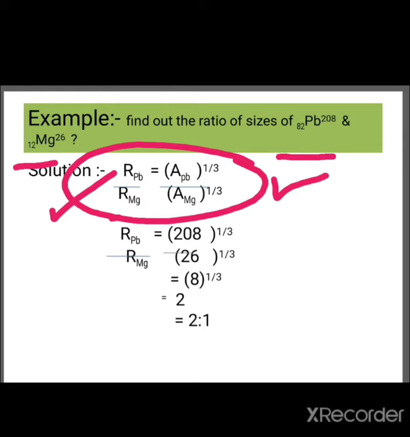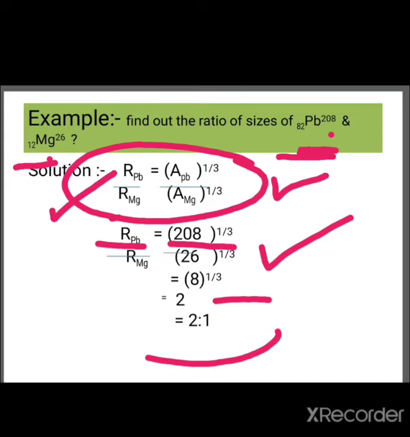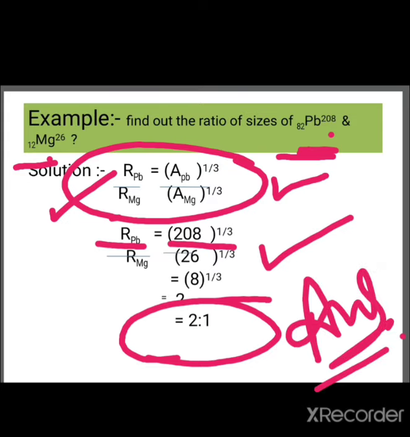As we know from the question, for lead the value of A is 208 and for magnesium the value of A is 26. After putting both values in the ratio, we got 8 raised to power 1/3, and we all know that the cube root of 8 is 2. So we got the ratio of the sizes of lead and magnesium as 2:1. So that's the answer.